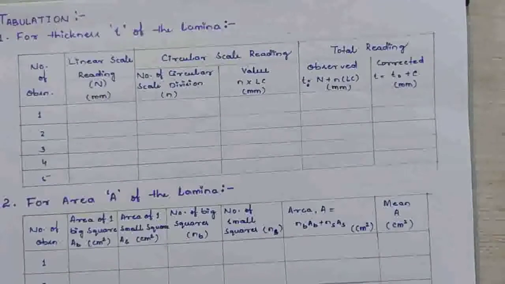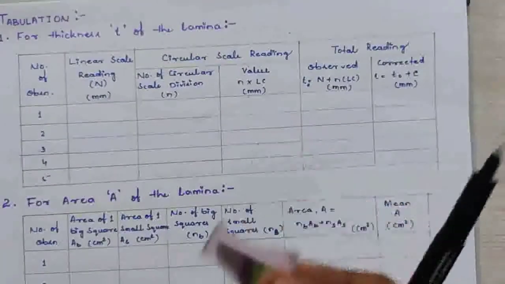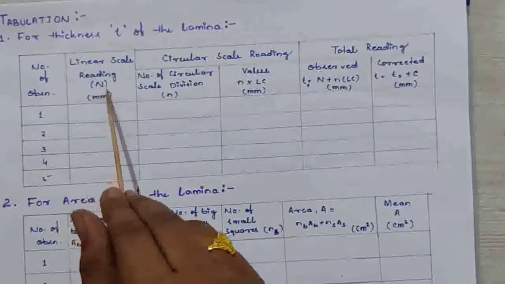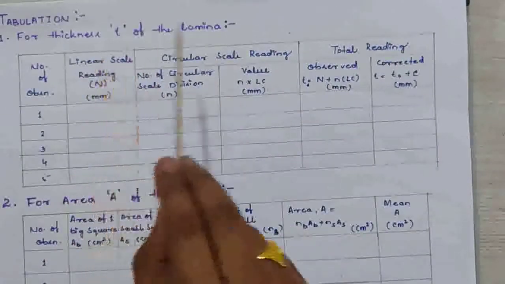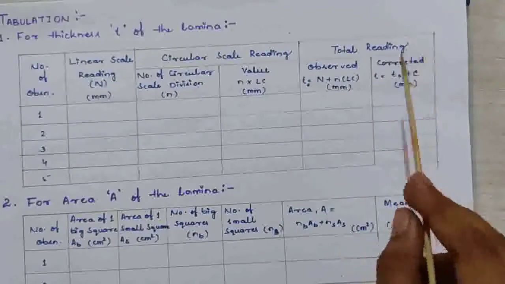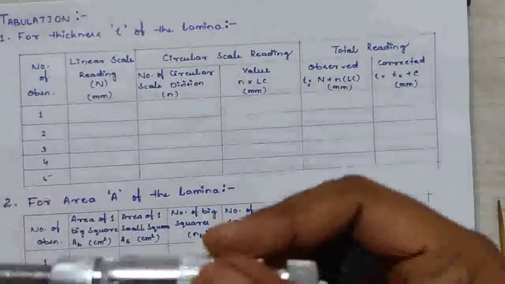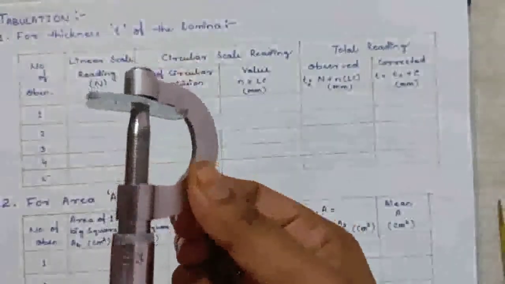So for the measurement of thickness of the lamina, we will follow the same rule that you can see. First we have to measure the linear scale reading, then we have to find the circular scale reading, then we have to add these two readings to get the total reading, which is the thickness of this glass lamina. Okay, the same procedure we will follow. We will put this lamina between the two plane surfaces of the studs, and it is perfectly fixed now, as you can see.